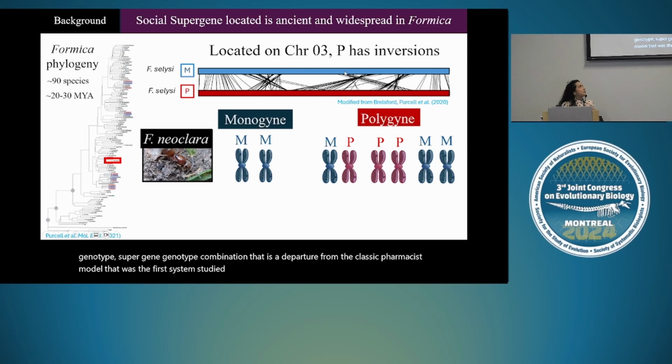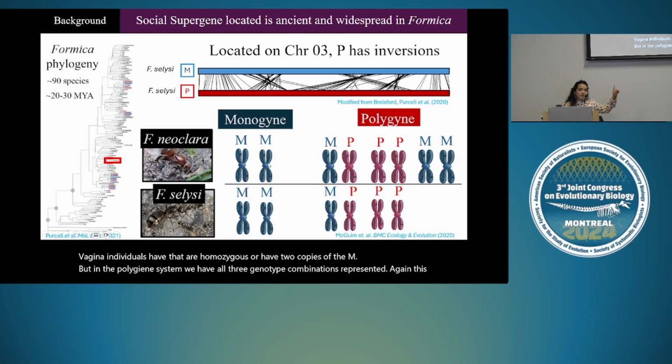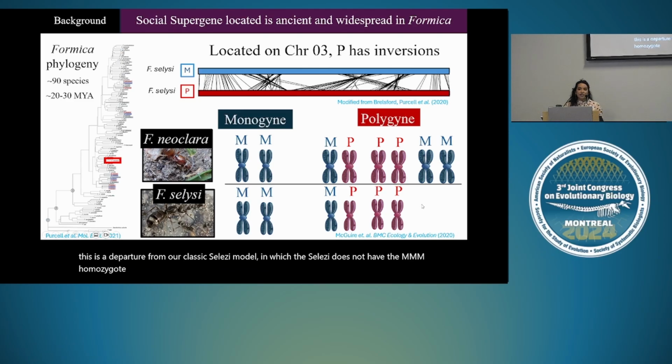So in Formica neoclara, just like in selysi, our classic model, the monogyne individuals are homozygous, or have 2 copies of the M. But in the polygyne system, we have all 3 genotype combinations represented. Again, this is a departure from our classic selysi model, in which selysi does not have the MM homozygote within its polygyne colony. So it's immediately apparent that this offers a great opportunity to compare gene expression across genotypes while controlling for social form, because we can compare all 3 of these at once in the polygynous context.